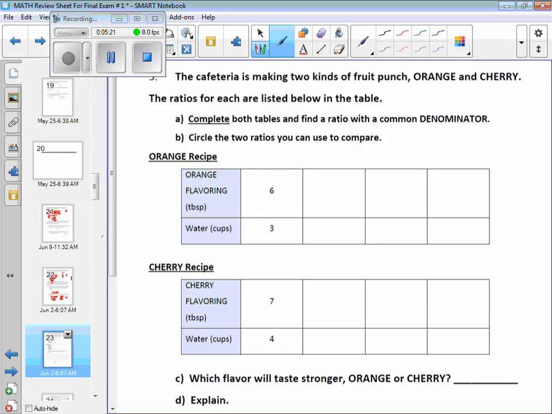Okay, you could do a couple things with this. Most students, if you see 6 and 3, count by 6s, count by 3s. And if you do that, it's going to work out exactly the way we want it to work out. Then count by 7s. Count by 4s.